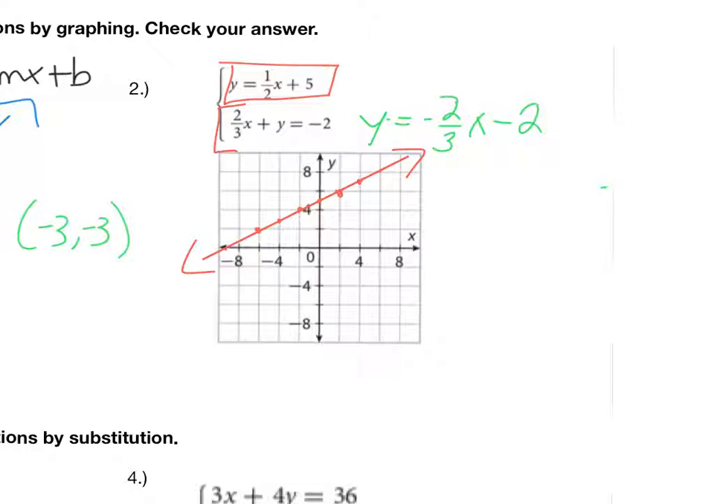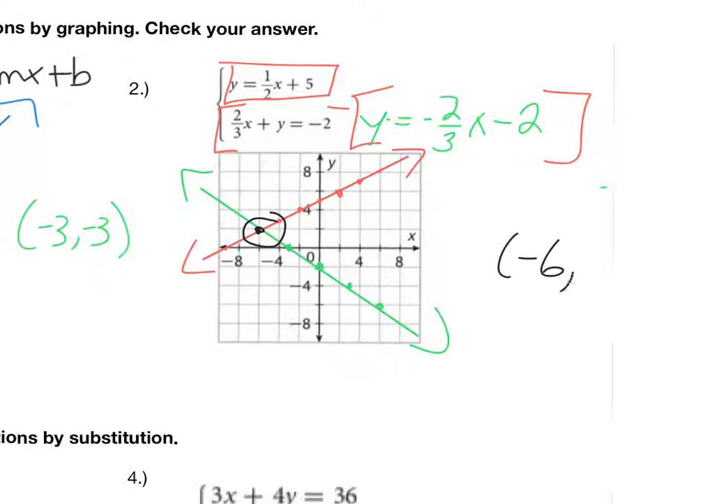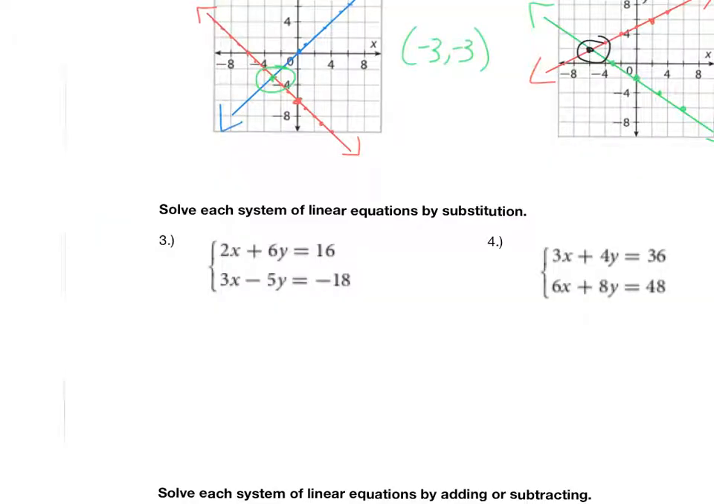And then my second one, slope-intercept form would be y equals -2/3 x minus 2. So my y-intercept would be -2. And it looks like I'm going to go down 2 and run 3. So down 2, run 3. Down 2, run 3. And you want to get as many points as you can. And if you do that, it looks like they intersect right here, which would be -6, 2.